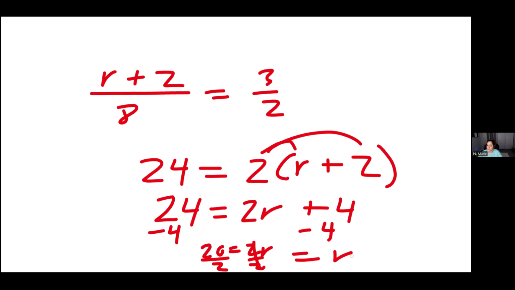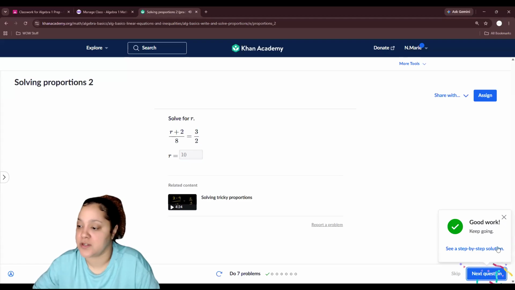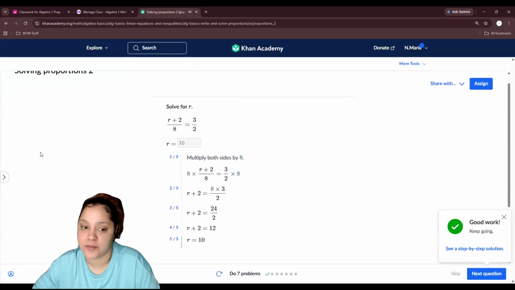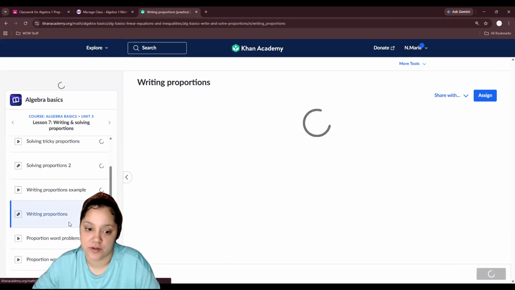R is 10. So in order to do these, you have to know how to do one-step equations and two-step equations, or you cannot do these. So it's good to make sure you have equations down before doing so. And luckily, if you get it wrong on Khan Academy, they'll show you how to do it.